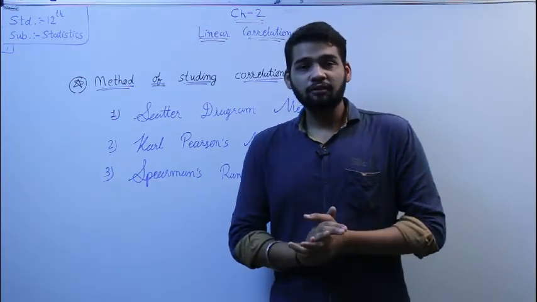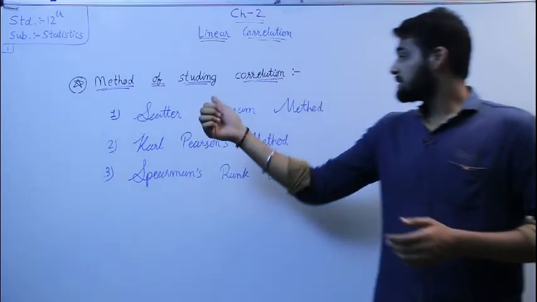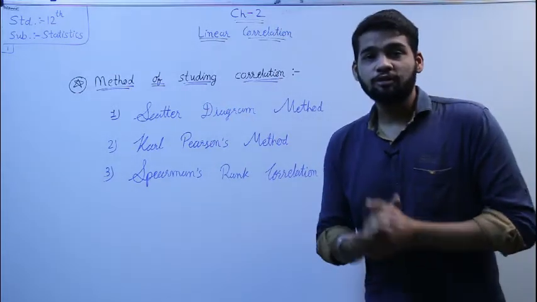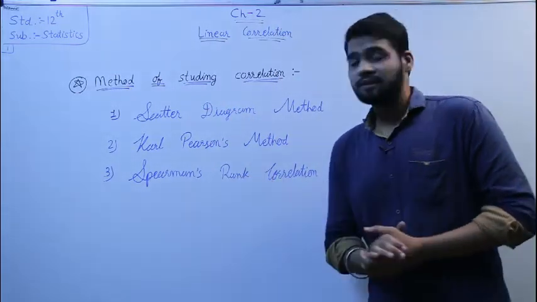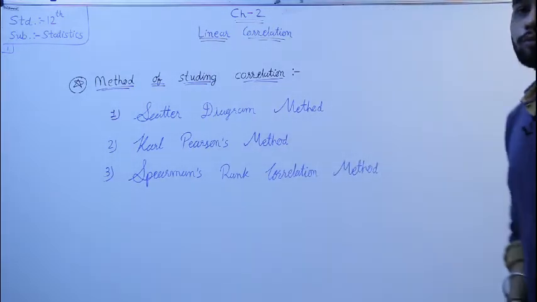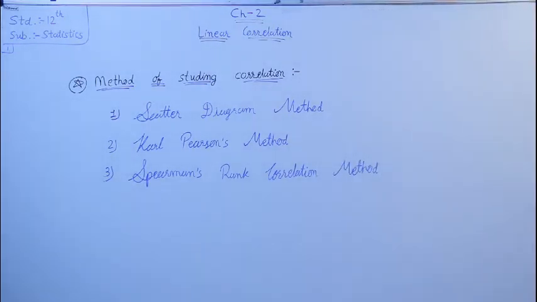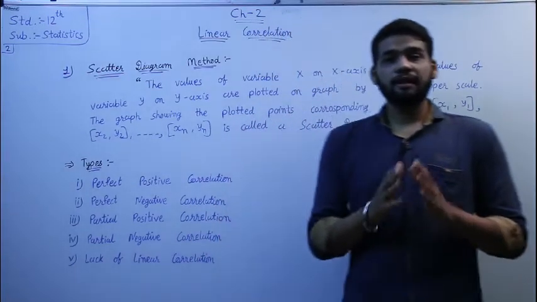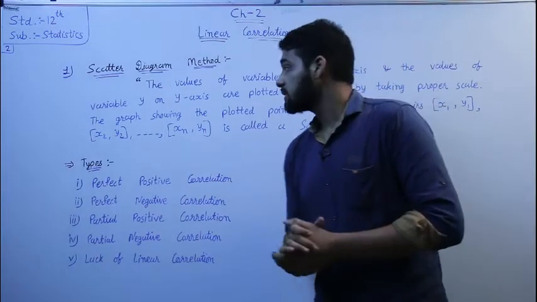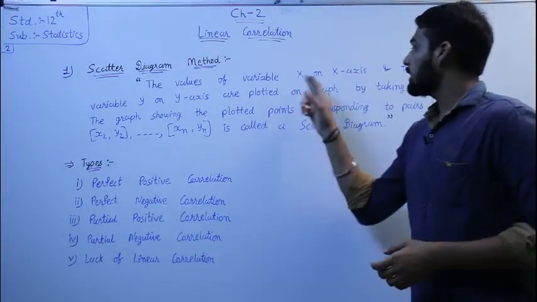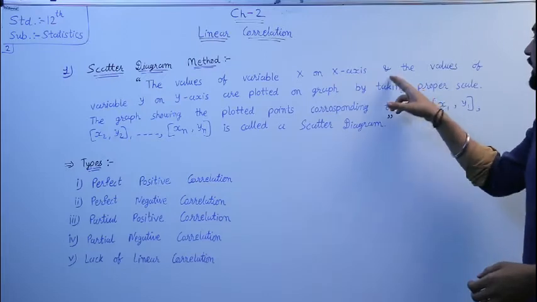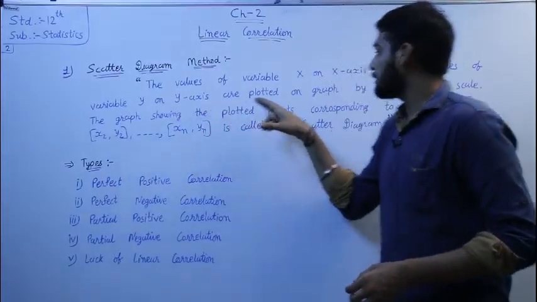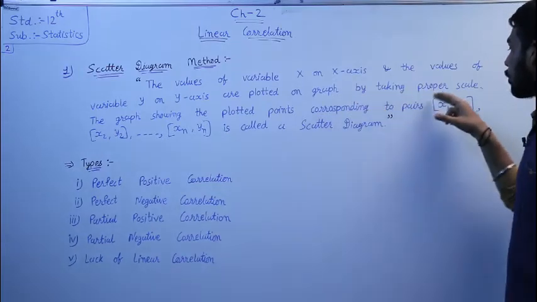Now we start with the first method, the scatter diagram method. Please note down these three methods in your notebook. First we see the definition of a scatter diagram. The values of variable x on the x axis and the values of variable y on the y axis are plotted on a graph by taking a proper scale.